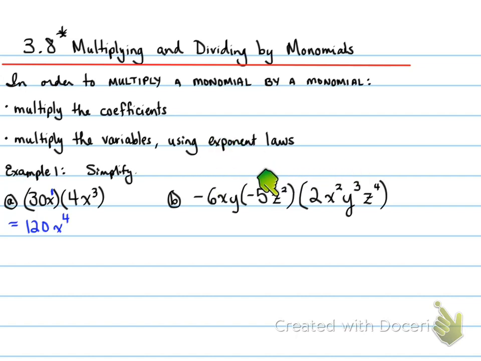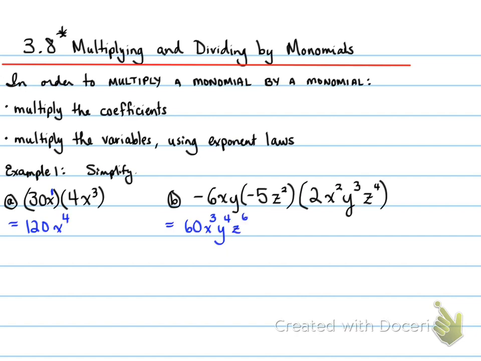Here we have 3 terms being multiplied. What do we do here? Well, it's all multiplication, so we can go ahead and just multiply all the variables, all the coefficients. So, the coefficients are negative 6, negative 5, and 2. So we're going to multiply them. Negative 6 times negative 5 times 2 gives us 60. X times x squared gives us x cubed. Y times y cubed gives us y to the power of 4. Z squared times z to the power of 4 gives us z to the power of 6.